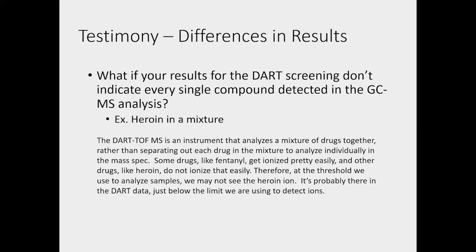Now, there obviously might be, if they, for example, did a subpoena duces tecum and they have my case file, they might say, well, your results for DART screening didn't indicate heroin, but your GC-MS analysis did, which, as we both mentioned, can happen. So then we indicate that it's analyzing a mixture of drugs together rather than separating out each drug. Some drugs like fentanyl get ionized very easily, whereas others like heroin do not. And this is why it is a screening technique, and we move forward to a more selective process for confirmation.